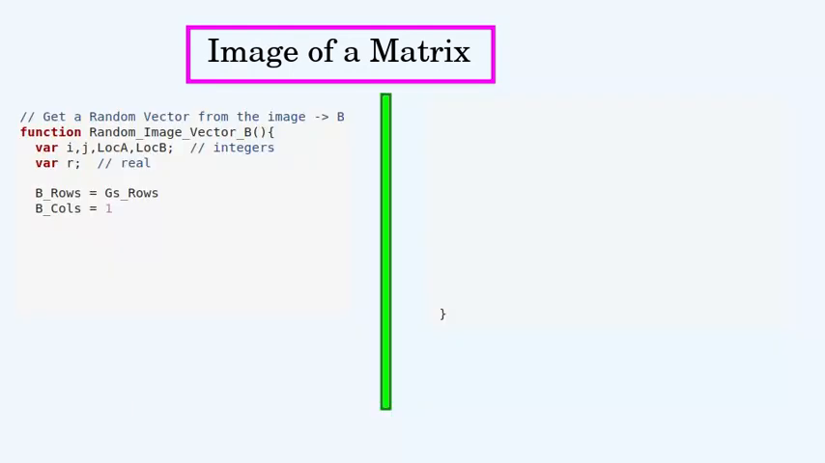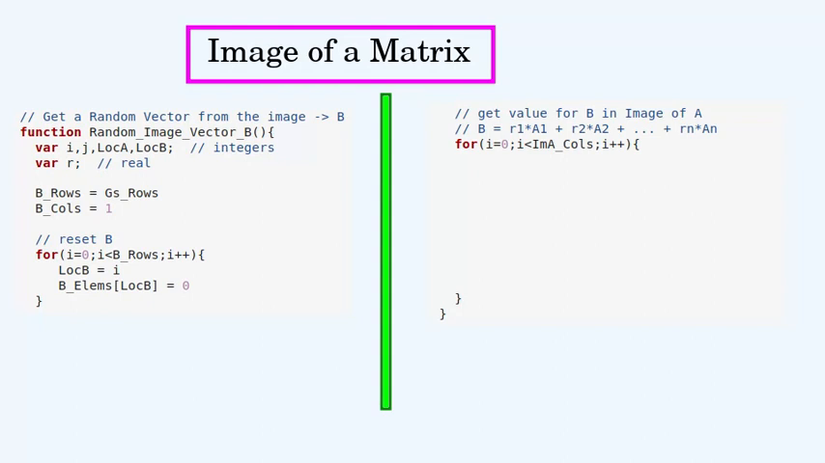Now to write a function that can calculate a random vector in the image of A, we'll store this vector in B. It's a column vector, so the number of columns is set to be 1, and its rows are set to be those of the Gaussian matrix. We'll reset B to be 0. We'll create a loop to look at each column in the image of A separately. We'll set R to be a random number with 1 decimal place, and R won't be 0.